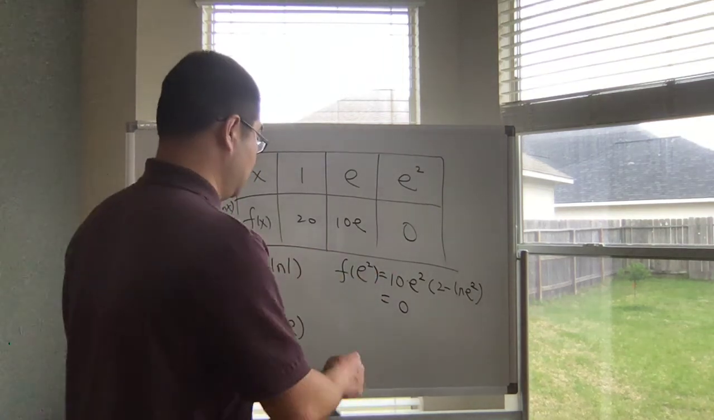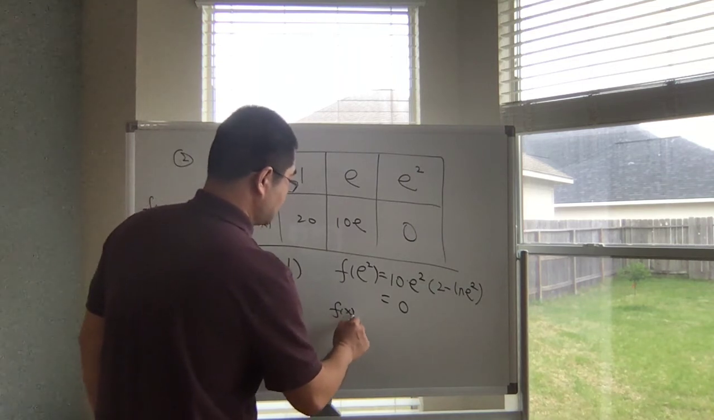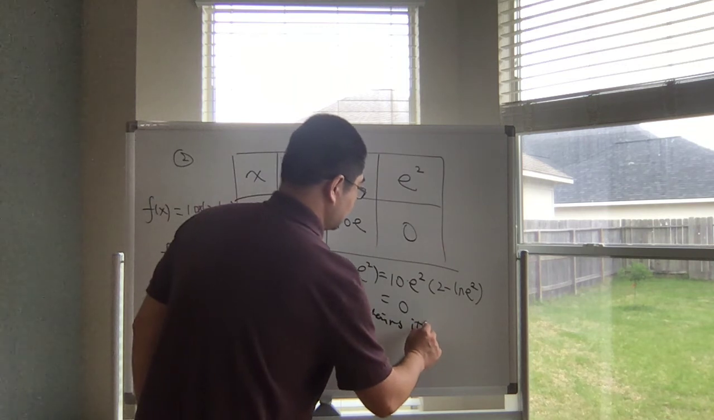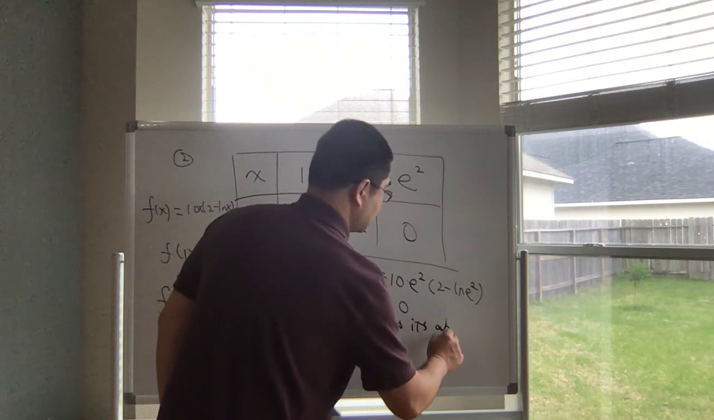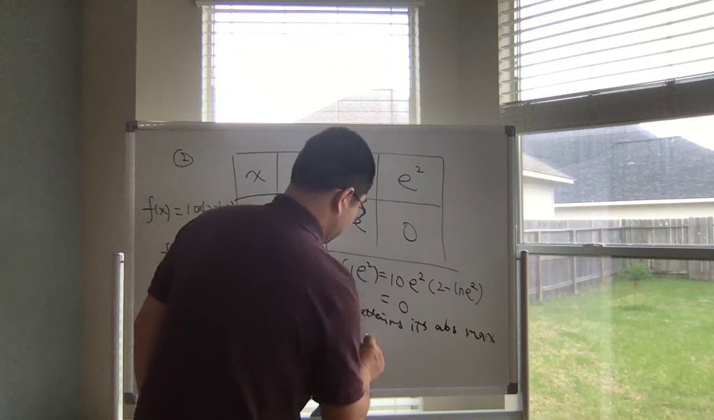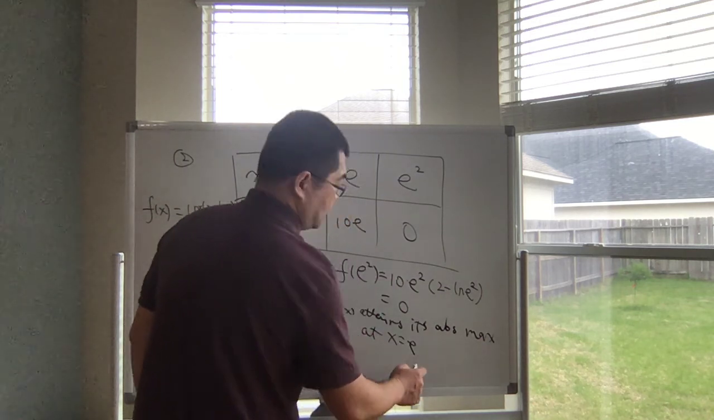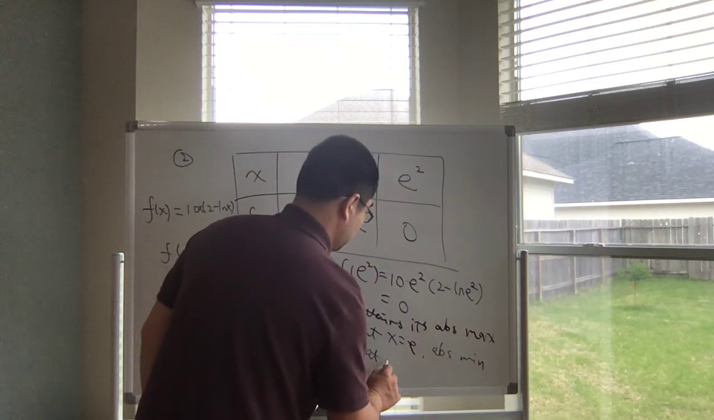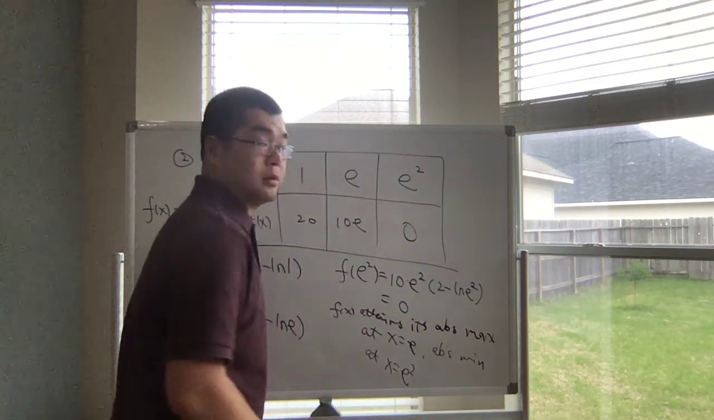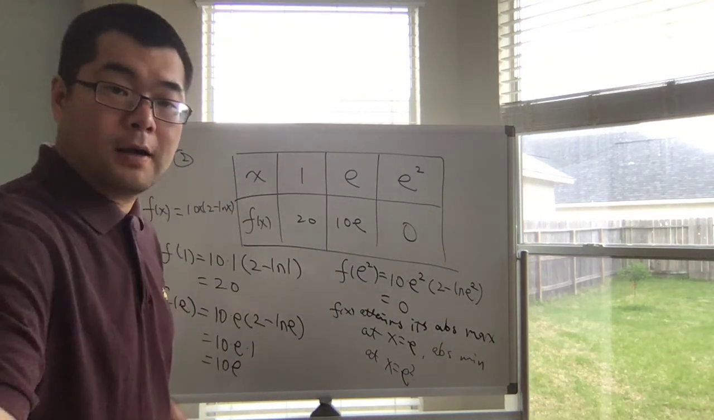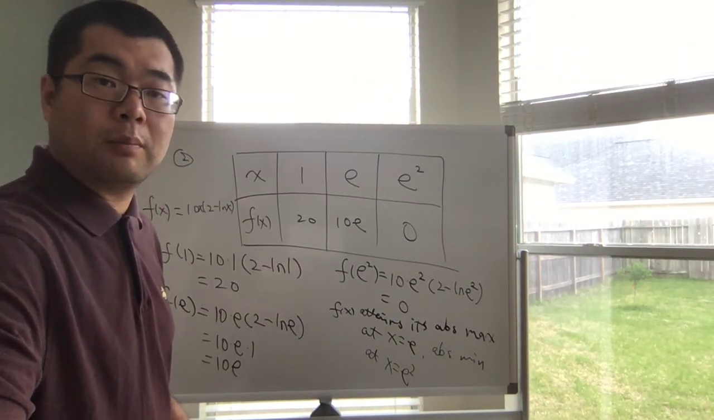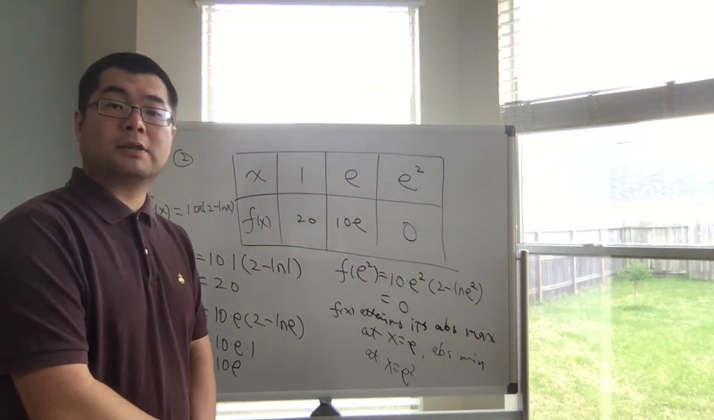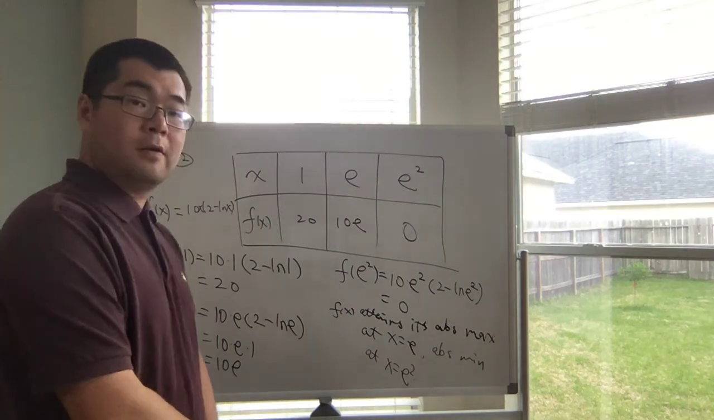So our conclusion is, f(x) attains its absolute max at x equals e, and absolute min at x equals e squared. So we complete the problem here. I'll stop here and I'll see you again.